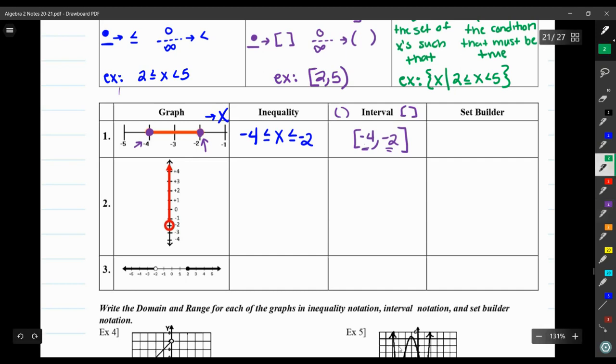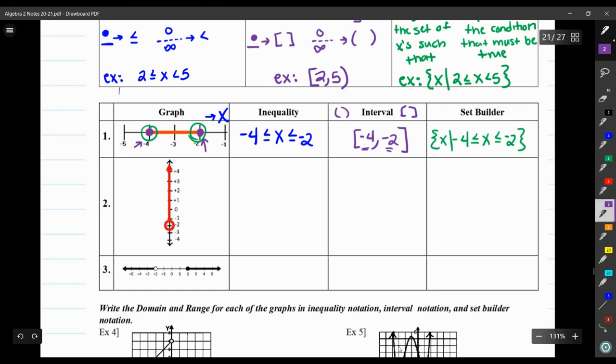Now, for set builder, we only have to tag on the extra mathematical piece to the inequality notation. So we're going to use the set of x such that, and then again, from -4, it's a solid circle, so less than or equal to x, all the way up to -2, and it's a solid point, so that's a less than or equal to -2. And there's our set builder. Let's try one that's vertical.